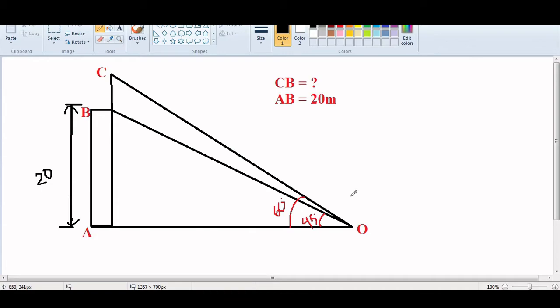Now what we can do? We are given the angle is 45 degree. Just be careful, it's not 60 degree. The 60 degree is the angle for the bigger one, that is AOC. But for the right angle triangle AOB, the angle is 45 degree.